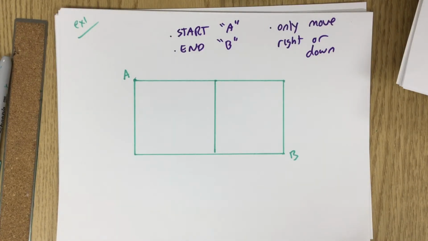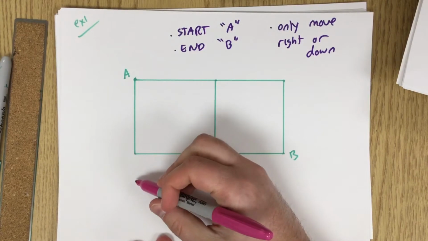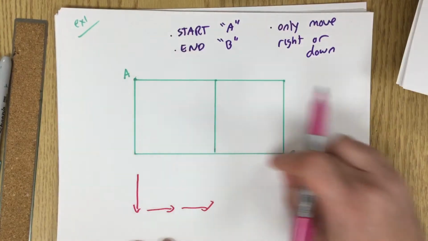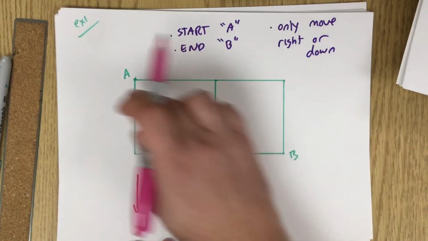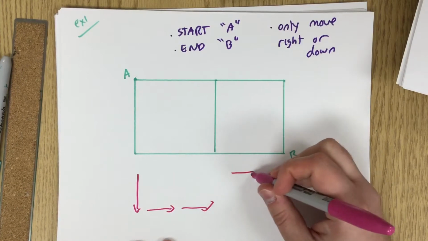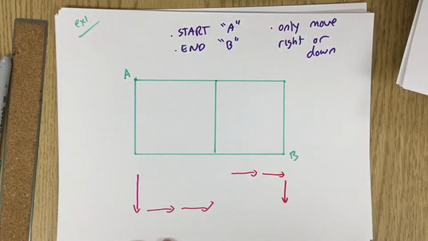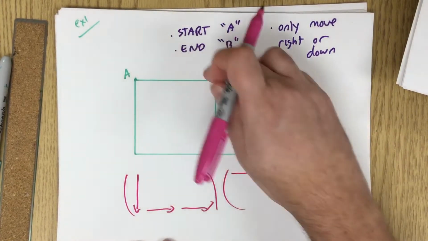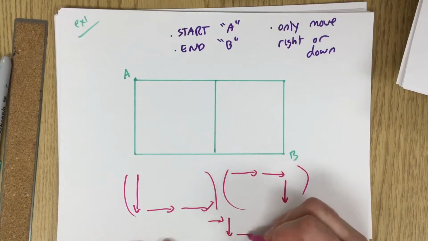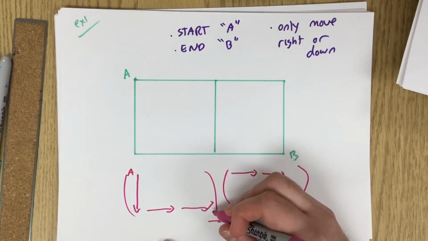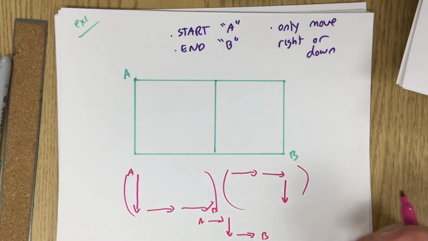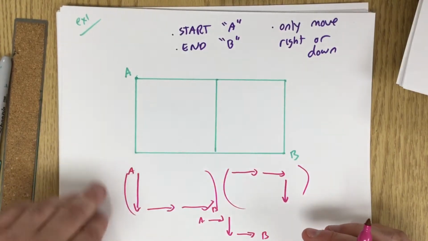So in this case, we could either go down, right, right. Or we could go right, right, down. So that's one way. That's the second way. Or we could go right, down, right. So that's A, that's B. And that's it. So there's a total of 3 ways to get from there to there. We're going to come back to this one in a second.